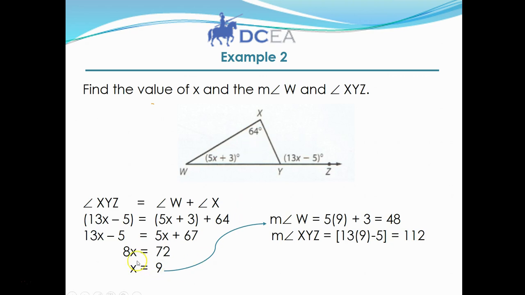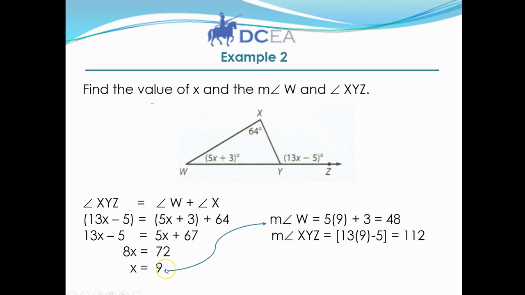So let's solve for x first, and I have the actual formula for the theorem written right here, and I'm going to substitute values. So the exterior angle was 13x minus 5 equals 5x plus 3 plus 64. If I combine like terms, we end up with 8x equals 72 and x equals 9. So we've solved the first part of the problem, x equals 9.